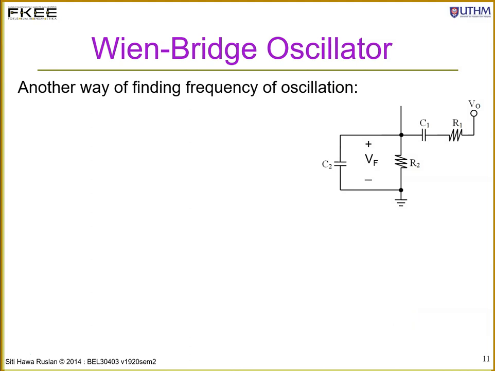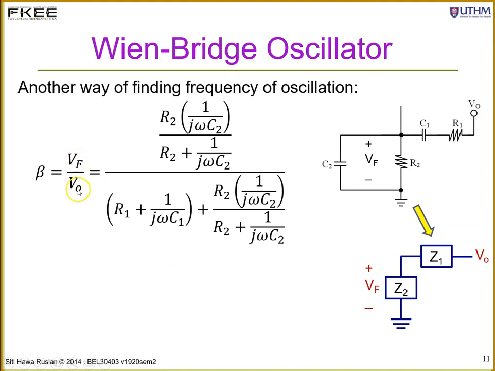Okay, we just analyze the positive feedback, and similarly we can simplify the circuit. The two in series as Z1, the two in parallel as Z2. Okay, and your beta is VF over VO. Just substitute Z2 because these two are in parallel. It will be R2 multiplied by the impedance of the capacitor, divided by R2 plus 1 over j omega C2, divided by all this in series. So R1 plus 1 over j omega C plus these two in parallel. Okay, so this is another way of finding the frequency of oscillation.